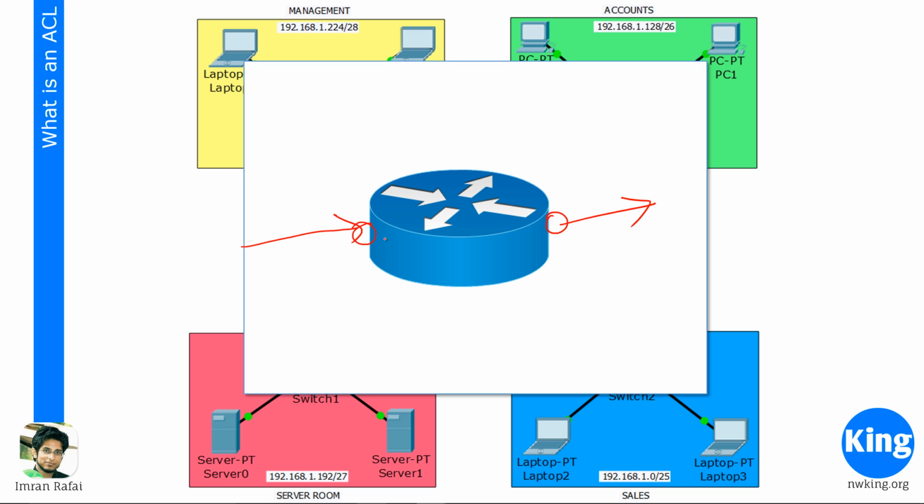So there are three places basically. One is the in interface, one is the out interface, and one is the router itself. Just remember, ACL filters can be applied on an interface while coming in, the in direction, or while going out. That means when a packet comes in, this interface will look at the parameters through which you want to match.